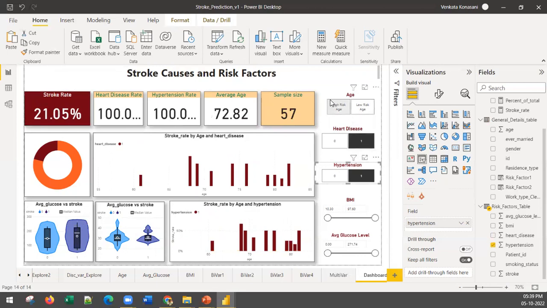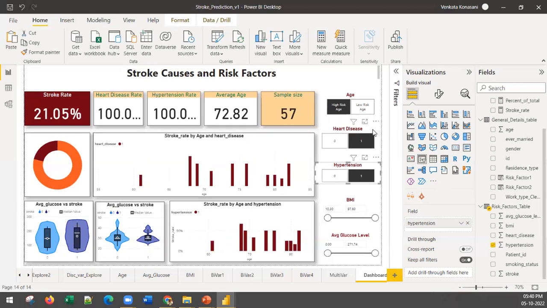In which scenario? In this scenario, this is a customer segment that looks like this. When age is high, heart disease is there, and there is hypertension, 1 out of 5 people are getting stroke. That is the first scenario. That is one scenario that we want our customer to look into.